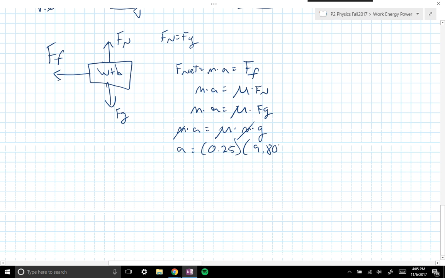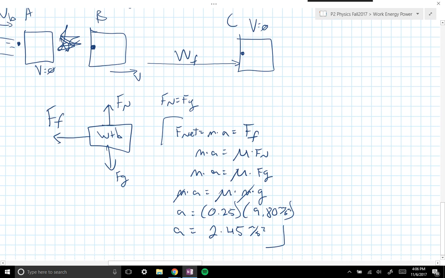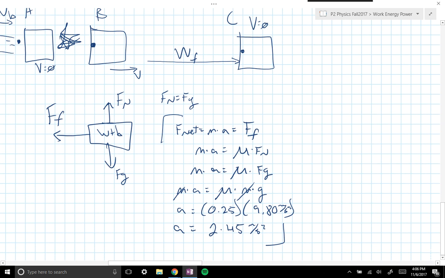g is 9.80 meters per second squared. So the acceleration of the system is 0.25 times 9.8 equals 2.45 meters per second squared. This is during the slide. This is when friction is happening here. So I know my final velocity, I know my d, I know my a, so I can take this now.